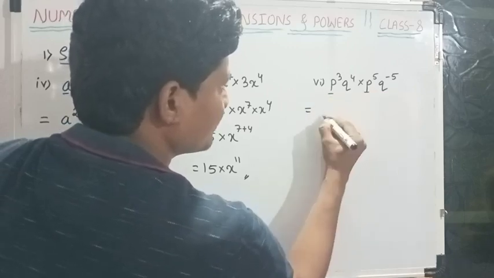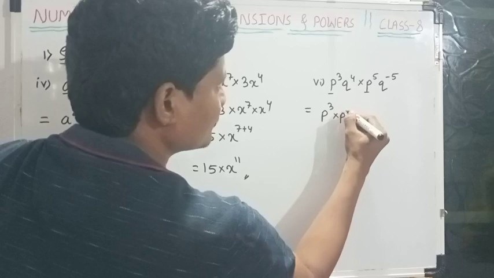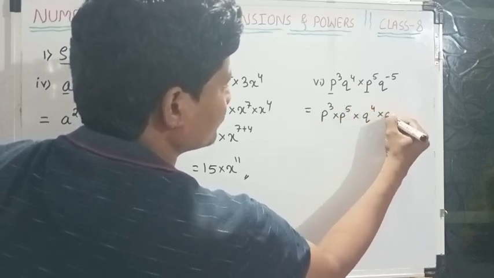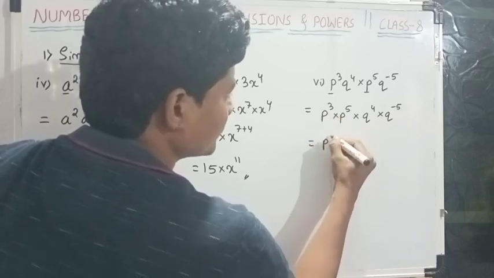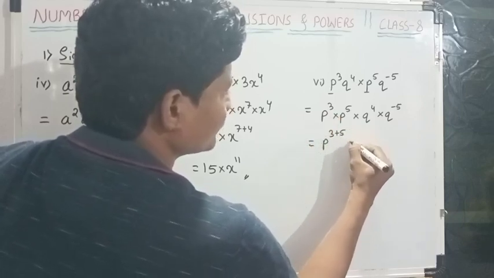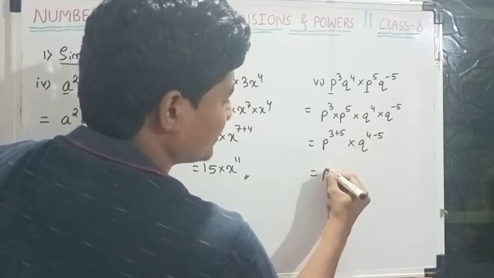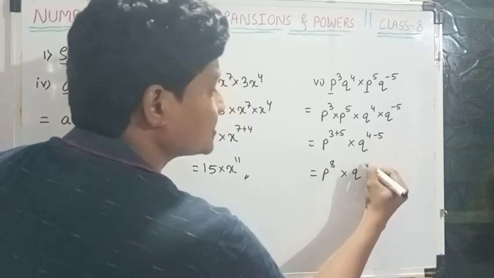p to the power 3 and p to the power 5. I'll write it one time, rearranging the terms. q to the power 4 into q to the power minus 5. p to the power 3 plus 5 into q to the power 4 minus 5. This is p to the power 3 plus 5 is 8. q to the power 4 minus 5 is minus 1.